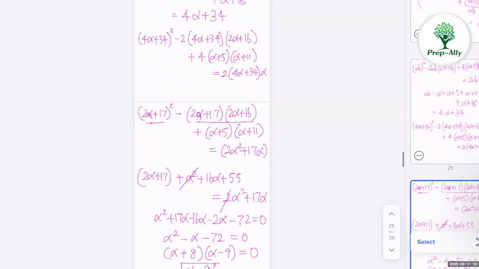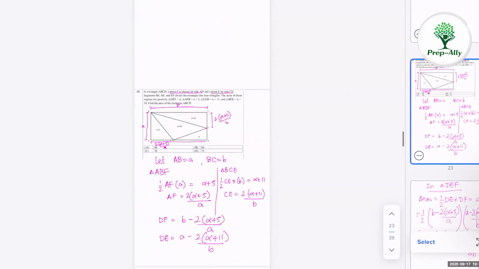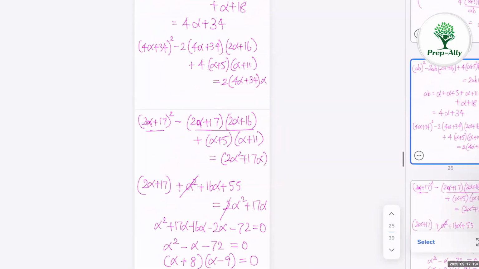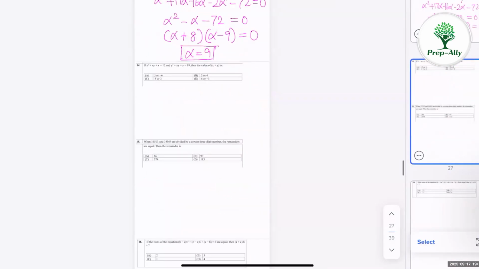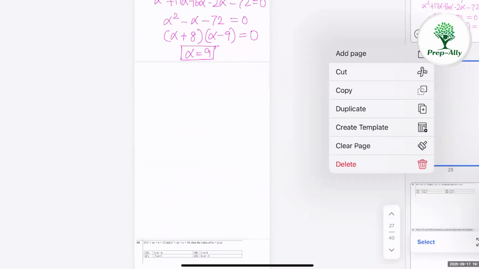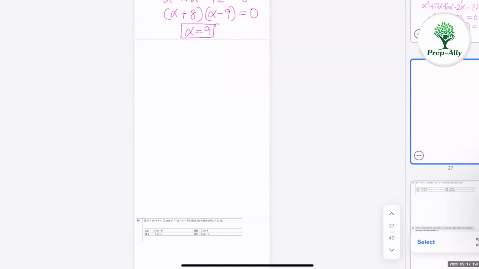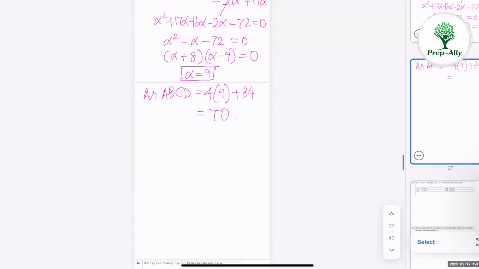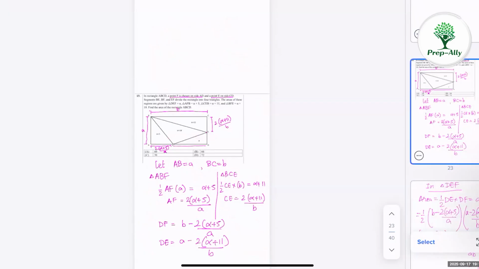But what do we need to find? We need to find the area of rectangle ABCD, which is this 4 alpha plus 34. So if we use that, area of ABCD equal to 4 times 9 plus 34, which is equal to 70. So the answer to this question is option C, 70.